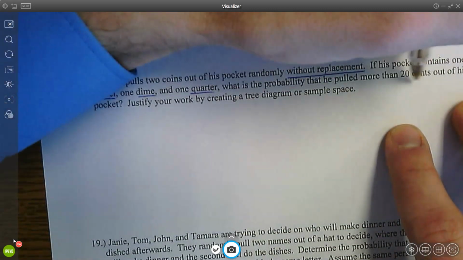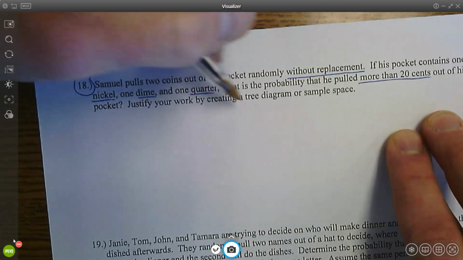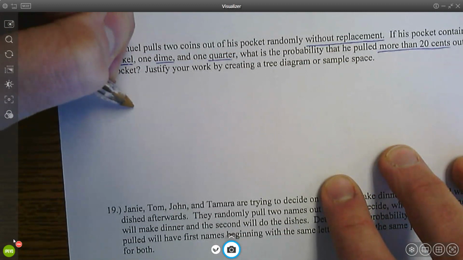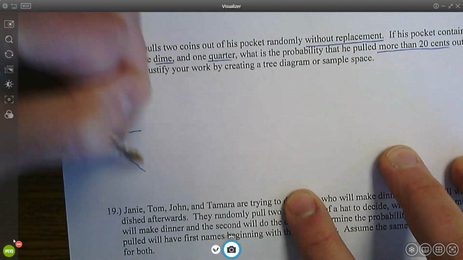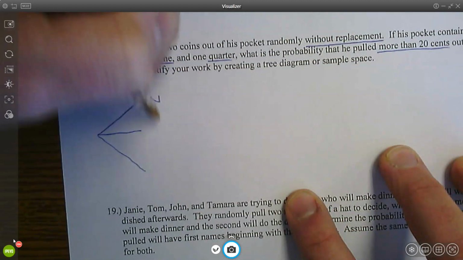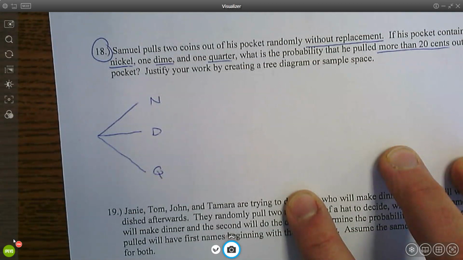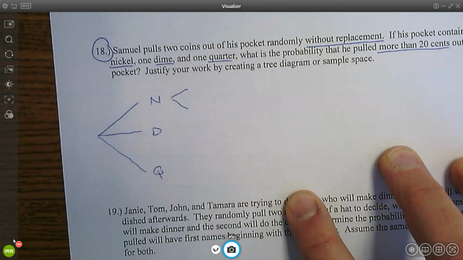What's the probability he pulled out more than 20 cents? Justify your work by creating a tree diagram or sample space. So if we think about what could happen first, he reaches into his pocket and he grabs either a nickel, a dime, or a quarter. Now he reaches back in again and he pulls out a second coin.